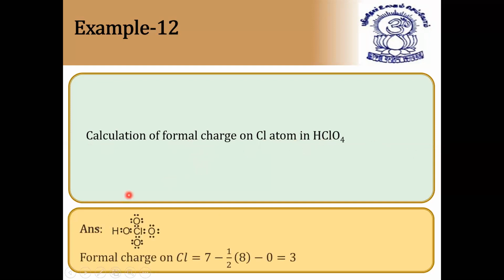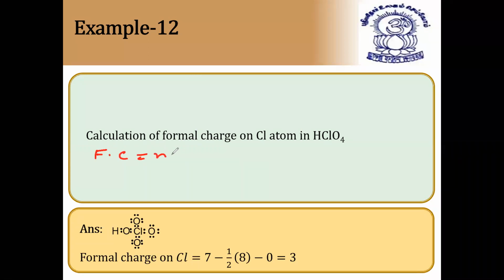Next, example 12. Formal charge on the chlorine atom in HClO4. What is formal charge? We are going to discuss next. So what is the formal charge of chlorine? Here they are asking the formal charge of chlorine in HClO4. Let us see now. Here the formal charge of chlorine is equal to total valence electrons minus 1 by 2 into bond pairs minus lone pairs. So in HClO4, how many valence electrons does chlorine have? I'm writing the formal charge formula here. You can just see here to find formal charge.